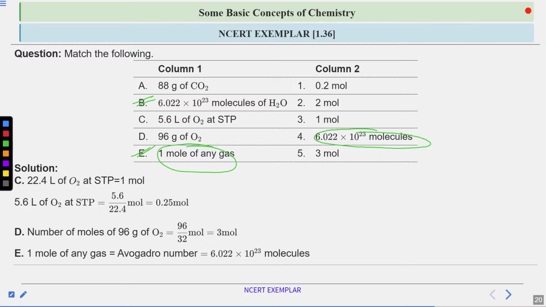So yes, it is Gay-Lussac's law. I will move to the next question now.